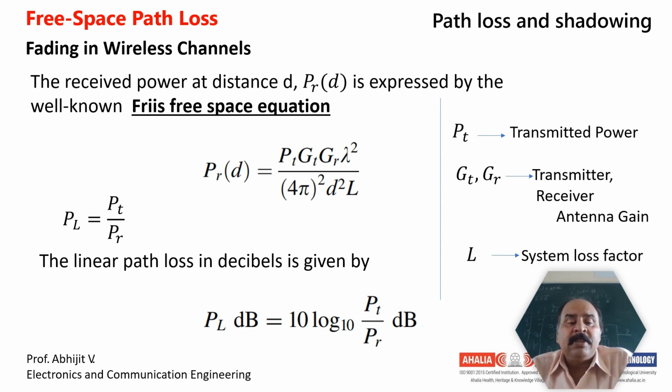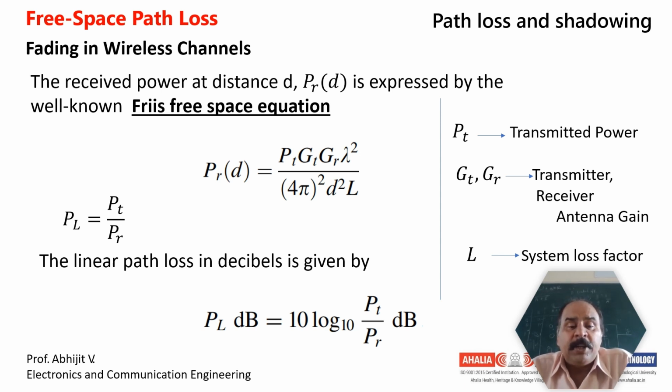In this class we will be learning about fading, multiple types of fading that happen within the electromagnetic waves that are transmitted from one point to the other. So, fading in wireless channels. The received power, as we have already discussed in the previous session, at one particular point of time is inversely proportional to the square of the distance between the transmitter and the receiver.